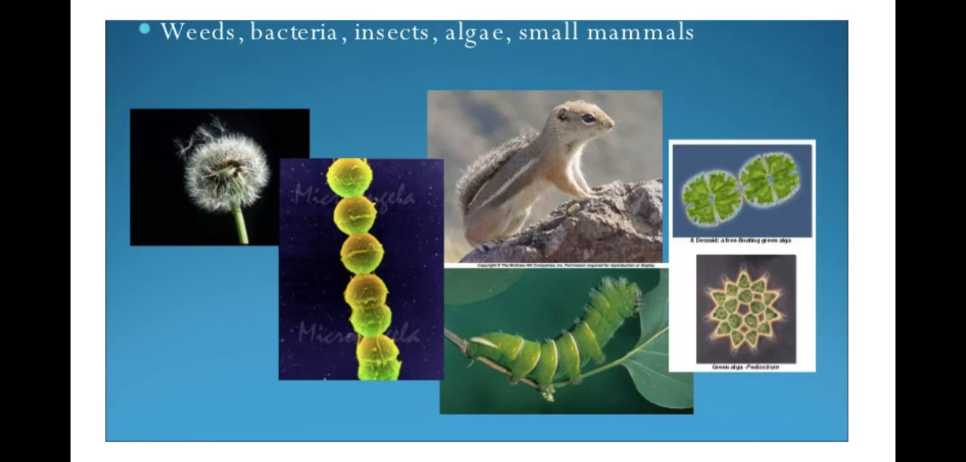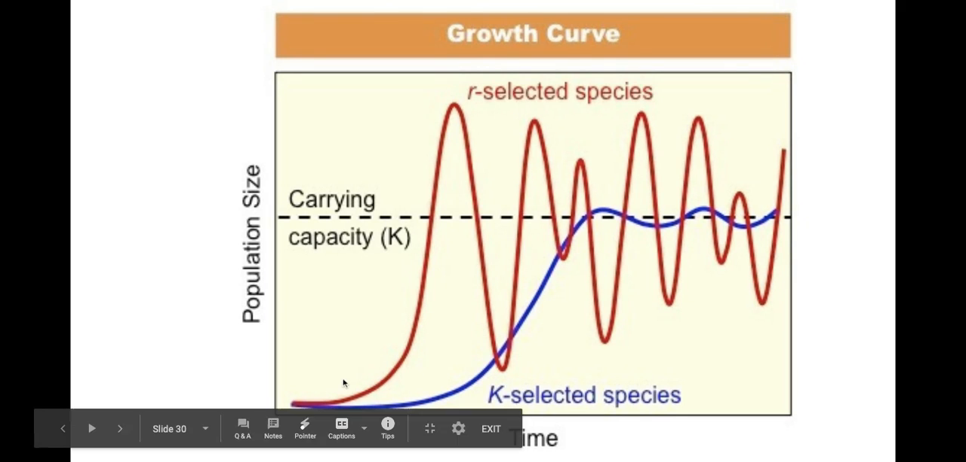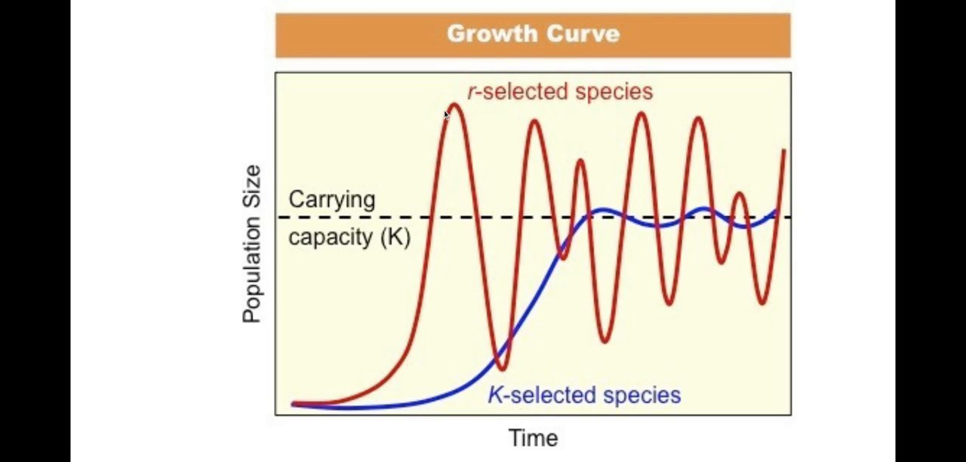They reproduce in large numbers. Doesn't mean that everybody makes it to adulthood, but they have that capability. So if we looked at these two types of species in a growth curve, we're going to see differences. The difference is that our R-selected species are going to overshoot their carrying capacity. They can pass it. They can totally have this population overgrown.